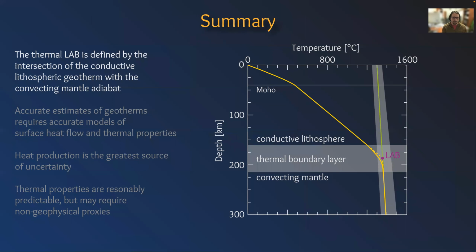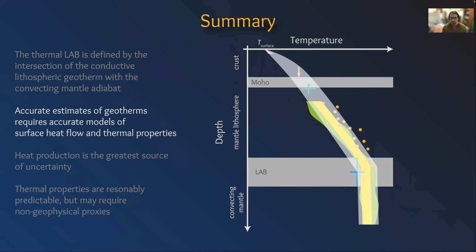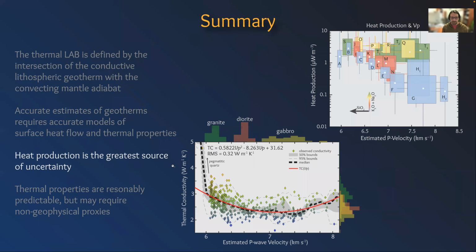So just to summarize the talk, we define the Lithosphere-Asthenosphere boundary as the intersection between a conducting lithospheric geotherm and the mantle adiabat. In order to improve our estimates of lithospheric thickness, we really need good estimates of surface heat flow, and in order to do that, we need good estimates of heat production and thermal conductivity. Our greatest source of uncertainty is heat production. If we can really improve our estimates of heat production, we probably will be able to improve our models of temperatures of the lithosphere significantly.